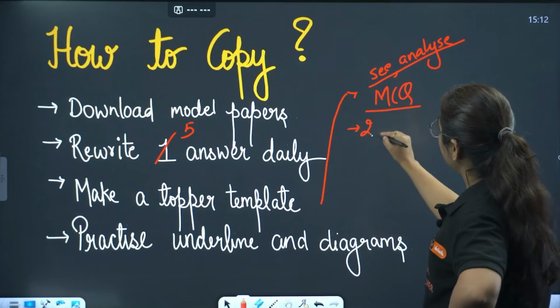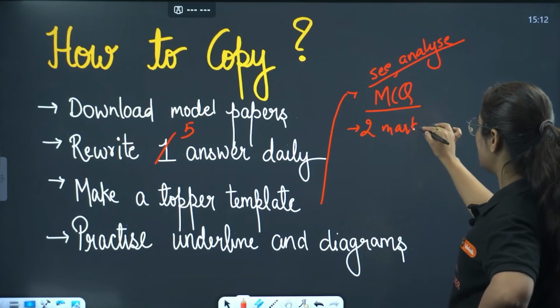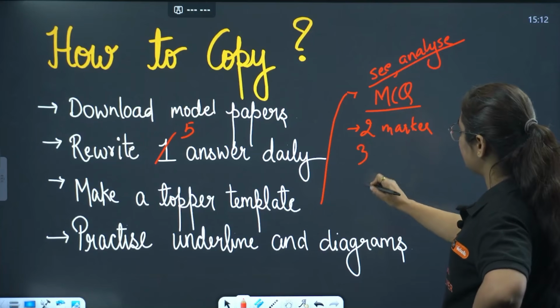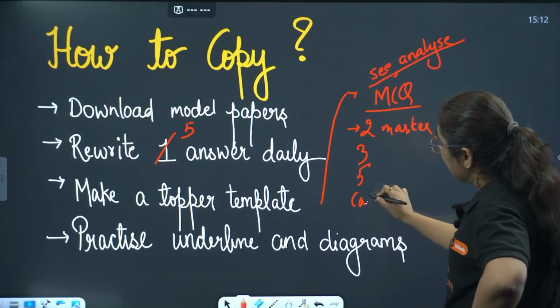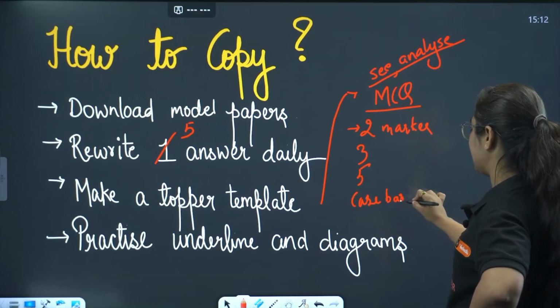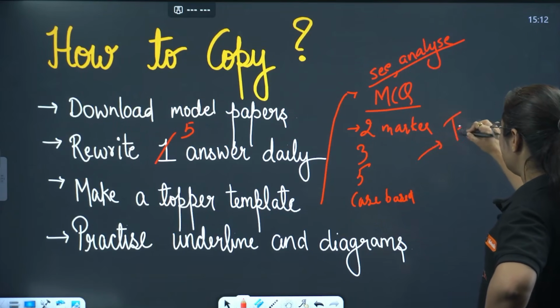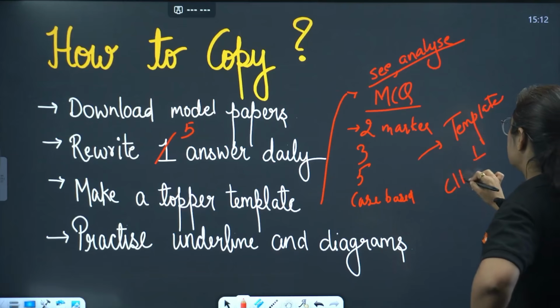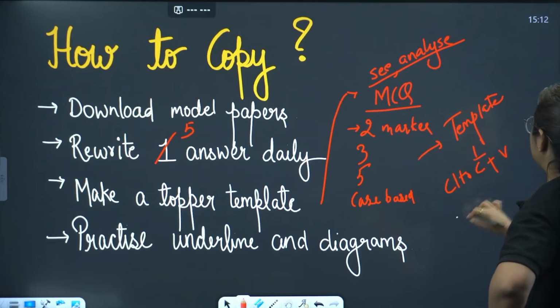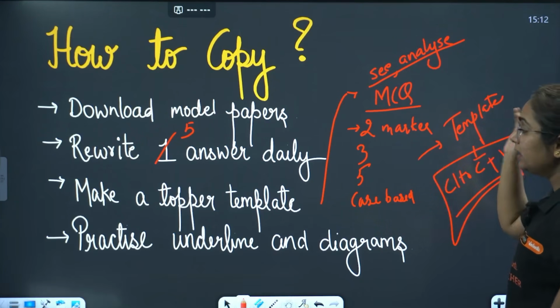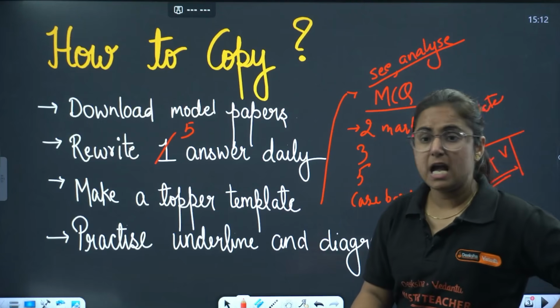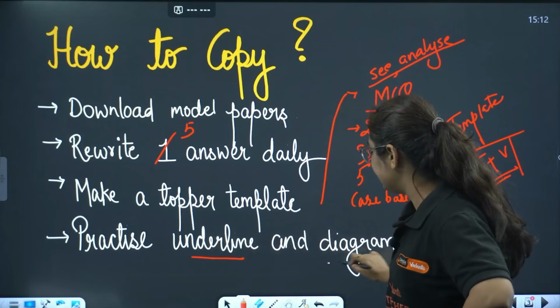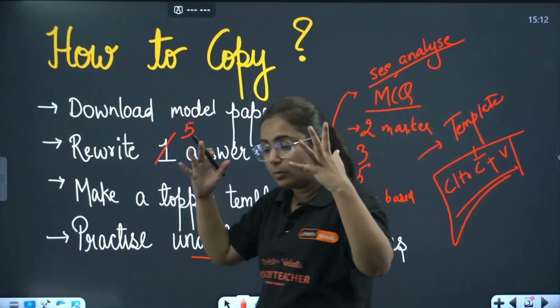What is the format of that topper to write a 2-marker question, 3-marker question, 5-marker question, case-based question, and all that. Okay, now a template for your exam is ready. You just need to do what? Control C plus V. That is nothing new to be done. Okay, practice underlining and diagrams before going to exam.